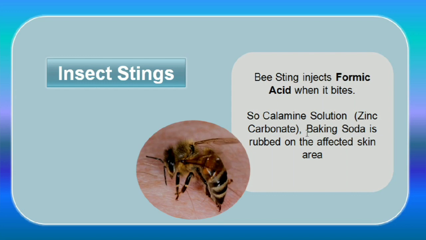If it is readily available, we can apply toothpaste, which is a base, and baking soda or calamine solution. If you visit a doctor for this, he will suggest the calamine solution, which contains zinc carbonate, which is a base. When this base is added to the acid, it neutralizes the acidic effect and the pain is relieved.